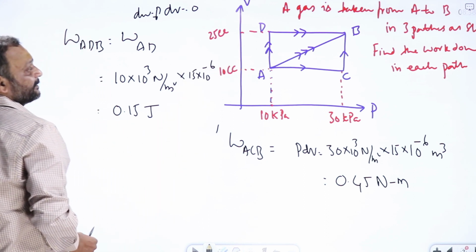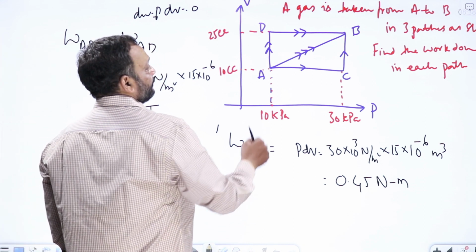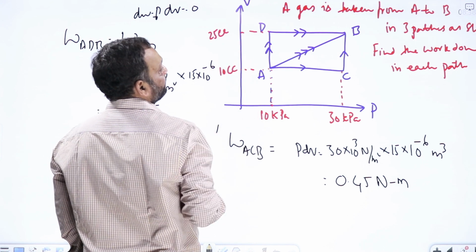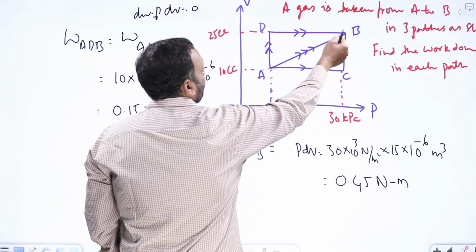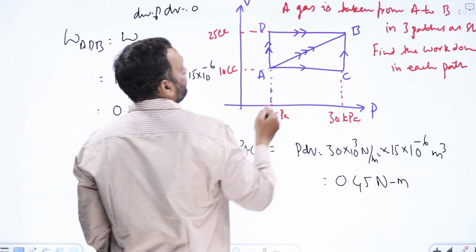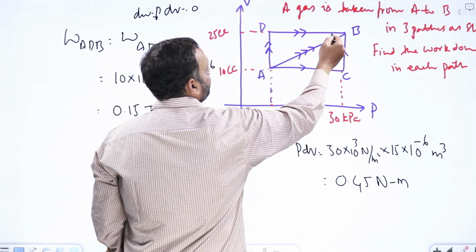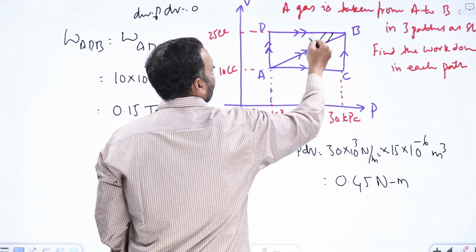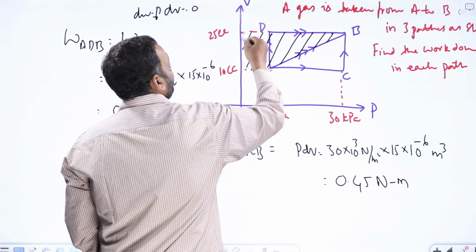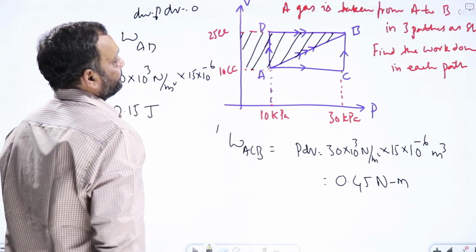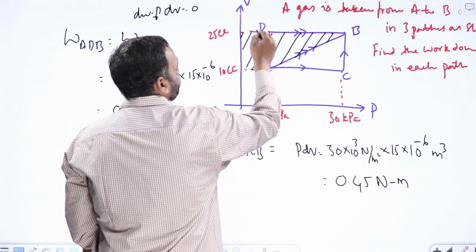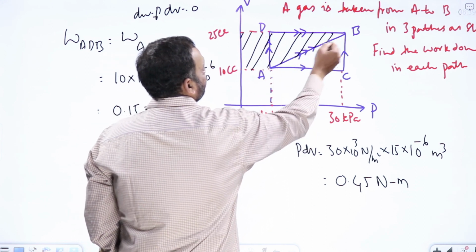Next one, the direct process A to B. Now it is a straight line going from A to B here. In a PV diagram, work done in any path is nothing but the area between the curve and the volume axis. What is the area between this curve and volume axis? This entire area between the curve and the volume axis will give us the total amount of work done. Means this area we want to find out. This area is nothing but this rectangle and this triangle.